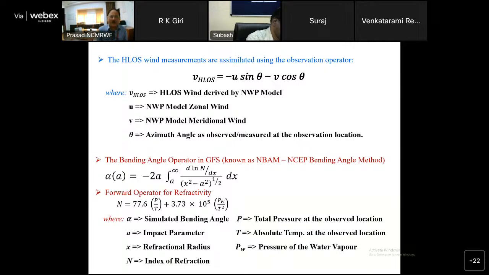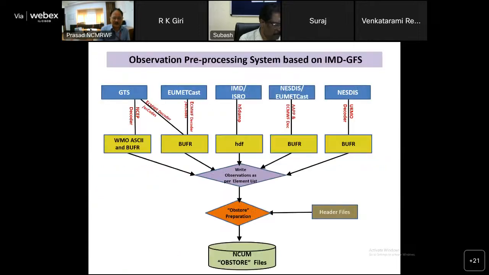For example, this is the operator for the horizontal wind. We can say that HLOS is related to the horizontal wind U vector and V vector with the azimuth angle of observation. Likewise, a bending angle is related to the refractive index coming from the GNSS data. Operators have to be built to assimilate the new satellite sensors. This work is being taken up at NWP centers for assimilating the data.